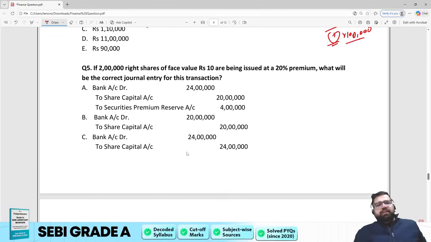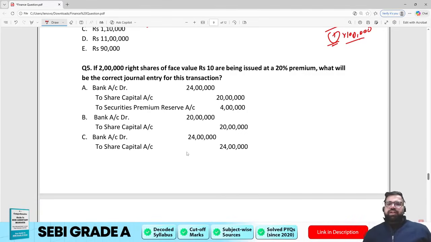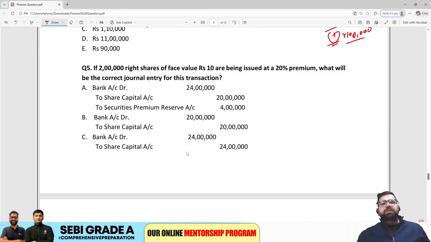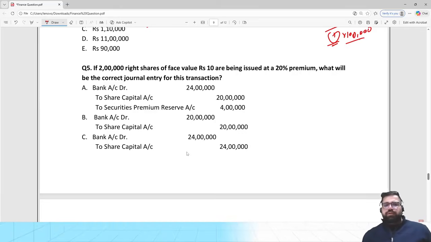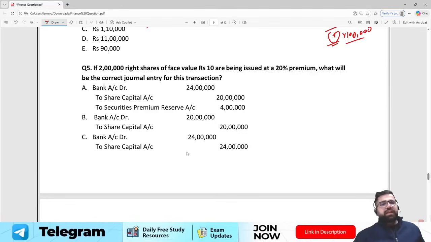Fifth one: if 2 lakh rights shares of the face value 10 are being issued at a premium of 20%, what will be the correct journal entry for this transaction? So if 2 lakh rights shares of face value 10 are being issued at 20% premium, your premium per share will be 20% of 10, which will be rupees 2.